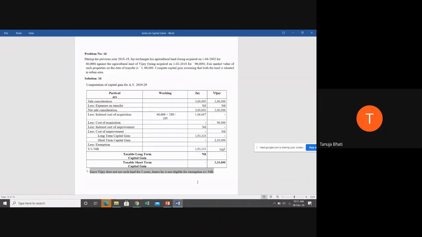So have you all understood this section 54B? Yes, students? Have you understood this, some students? Yes, ma'am. Okay.